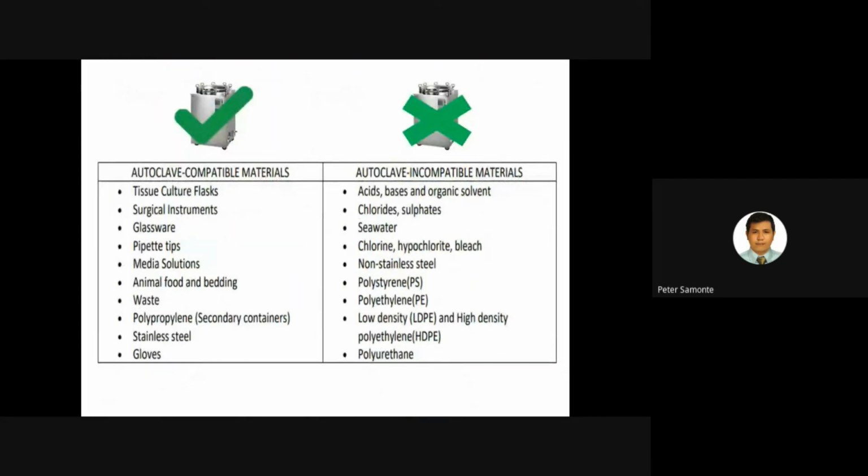Okay, here are autoclave compatible materials. We have tissue culture flasks, surgical instruments, glassware, pipette tips, media solution, animal food and bedding, waste, polypropylene, stainless steel, and gloves. While those incompatible with the autoclave are acids, bases, and organic solvents, chloride, sulfates, seawater, chlorine, hypochlorite, bleach, non-stainless steel, polystyrene, polyethylene, low-density and high-density polyethylene, and polyurethane. These are more on plastics, and when you expose them, they tend to deform.